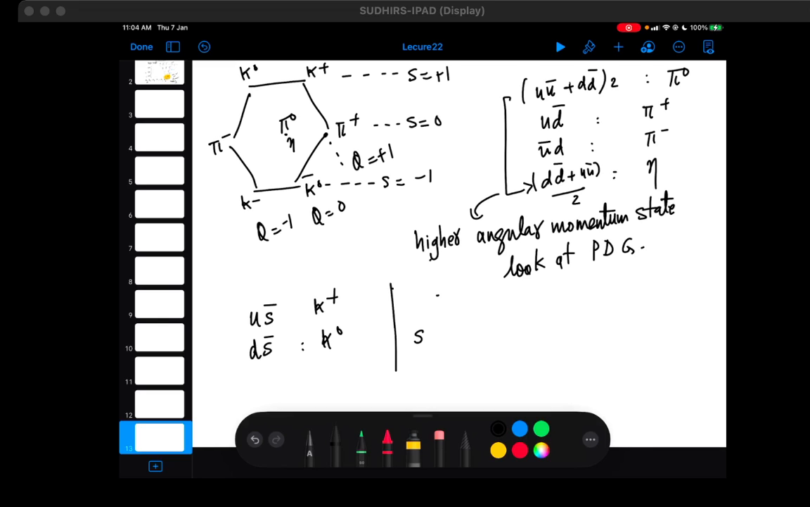But there is also one more state, the singlet state. All the tick marks form the octet states, and there is a heavier singlet state, which would be s s bar, called eta prime.